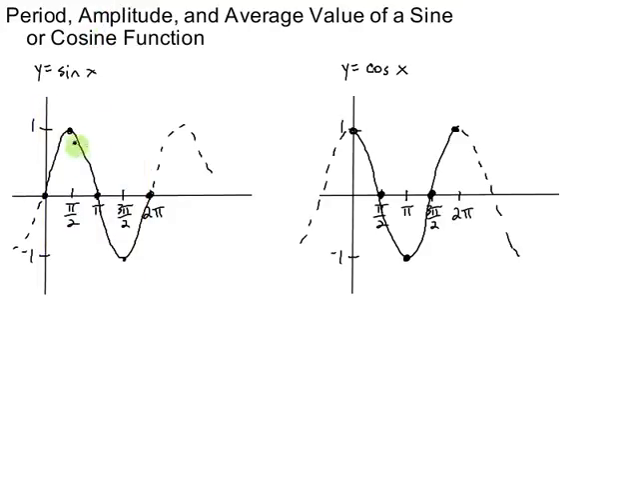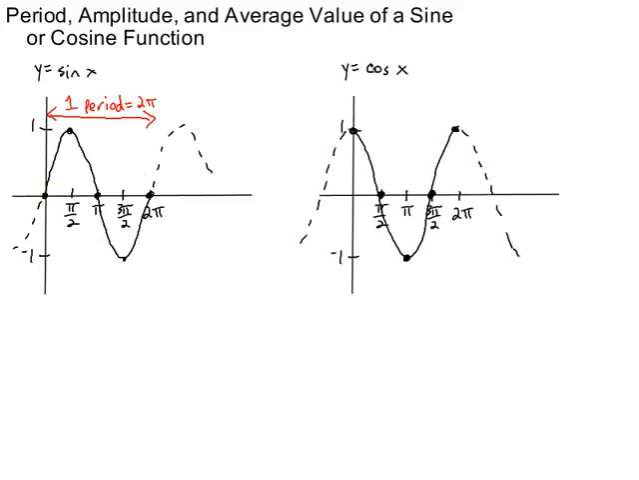And that has a length of 2 pi. So what we'll do is we'll call one complete cycle 1 period. And 1 period for the standard sine function is 2 pi. Our angle varies from 0 to 2 pi.